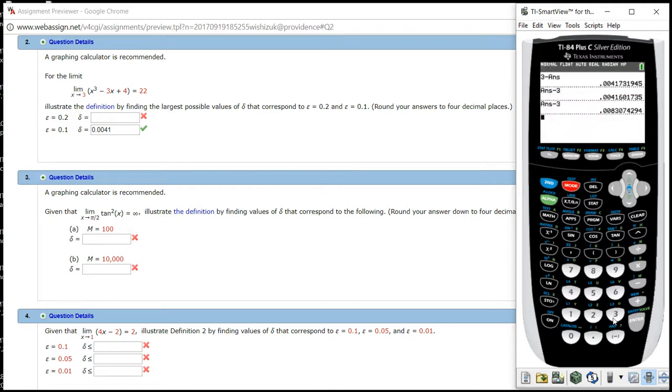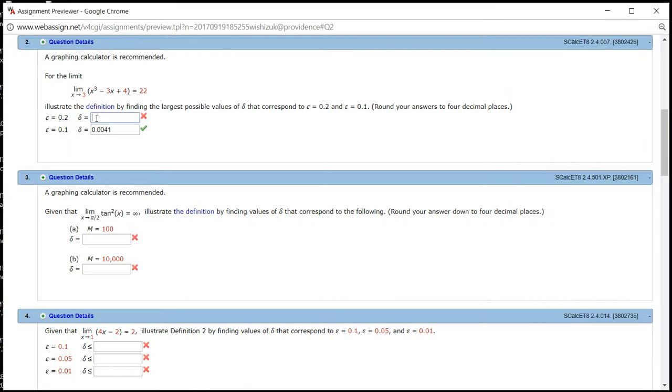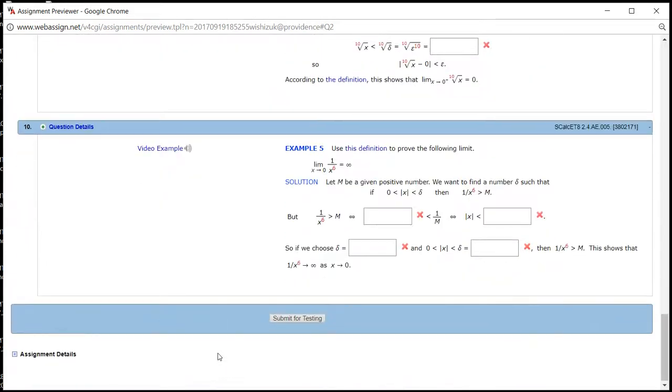Then I'm going to do 3 minus the previous result. Then you could do that. It looks like I have 0.0083, and it's actually 0.0083 both ways, so that's going to be the answer, 0.0083. Let's check the answer here, submit for testing.